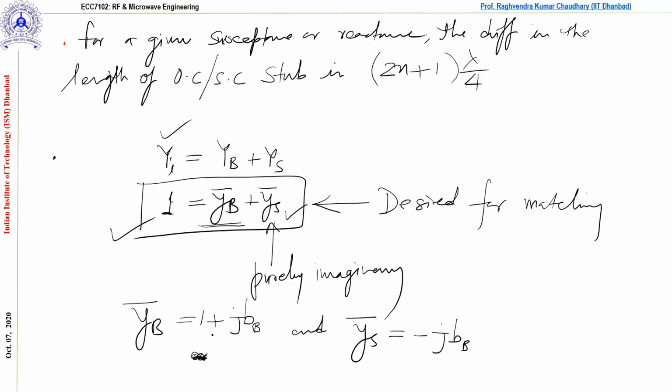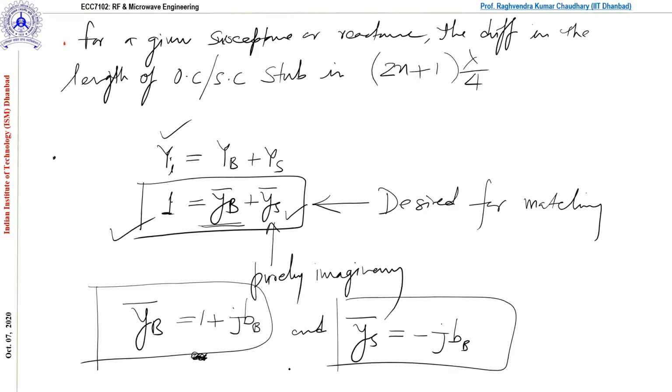So if you add these two, this will be 1. Or you can also choose like that, 1 minus jbb and ys is jbb. This is also true. So there will be two possible solutions. Correct? So this is one set. Another set will be 1 minus jbb and ys will be plus jbb. Correct? Another set actually. Correct?